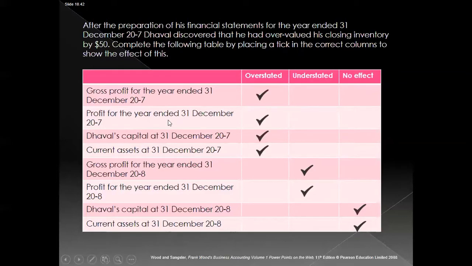And profit for the year will be added to Dawal's capital at 31st December 20-7. So the same thing happened: Dawal's capital is overstated, and current asset at 31st December 20-7 is also overstated. Why is it overstated? Because closing inventory value is part of the current assets. So if closing inventory has been overstated by $50, all these items will be overstated by $50.